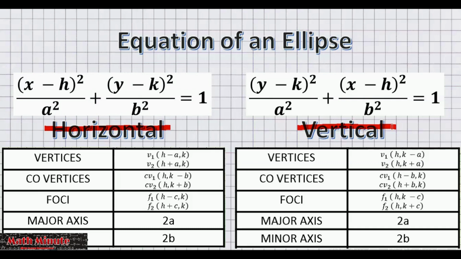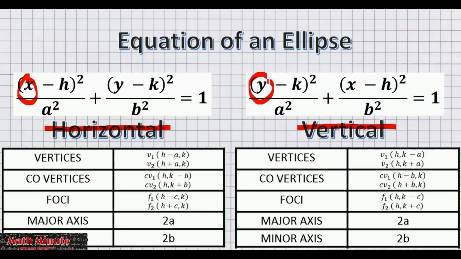So here is the clue. You just need to look at your denominator. For the higher denominator, you have to identify which variable it comes with. So if the highest denominator comes with x, it will be horizontal. If the highest denominator comes with y, it will be vertical.